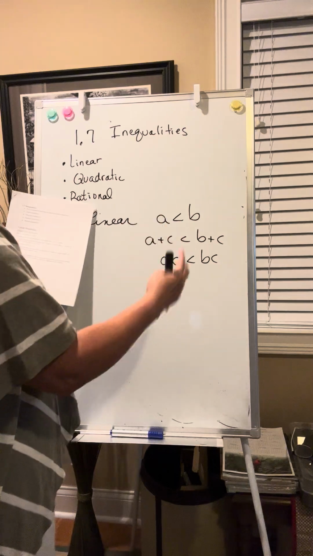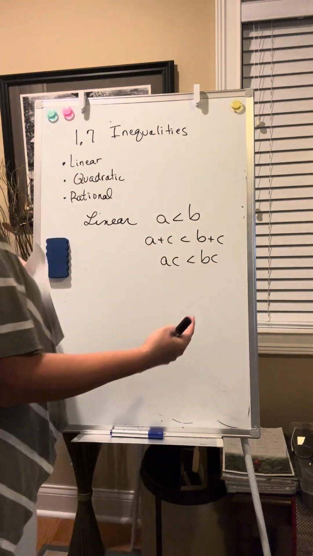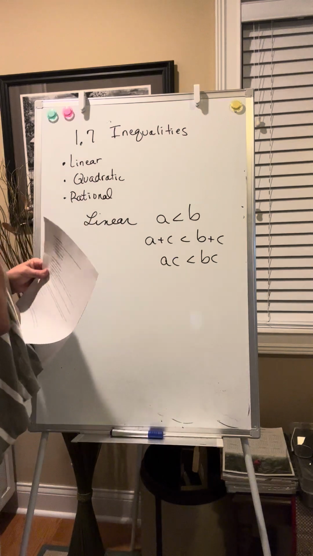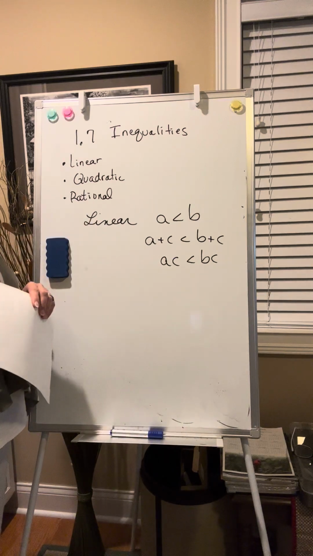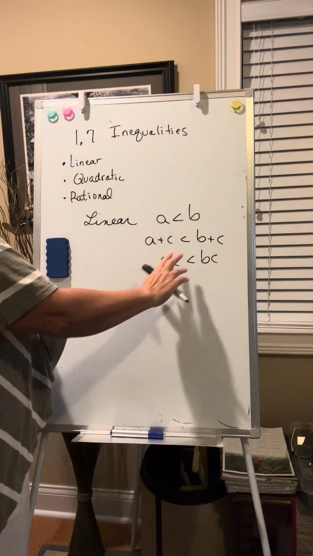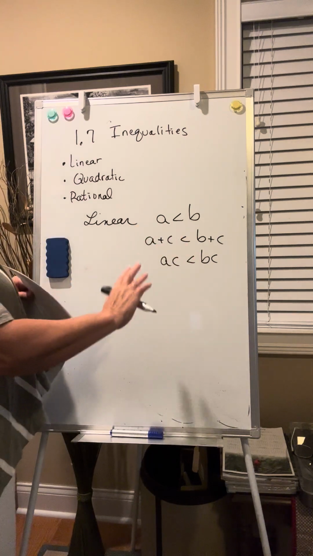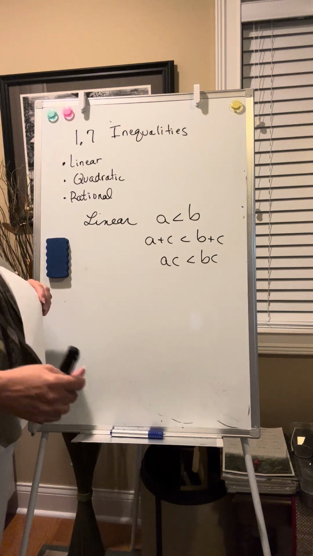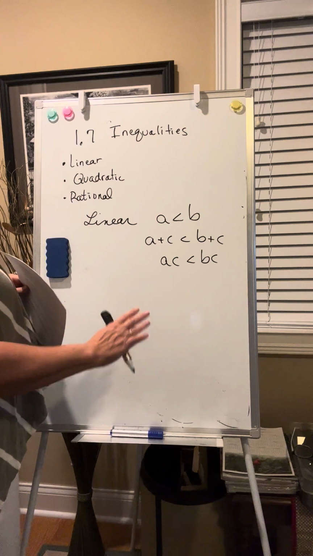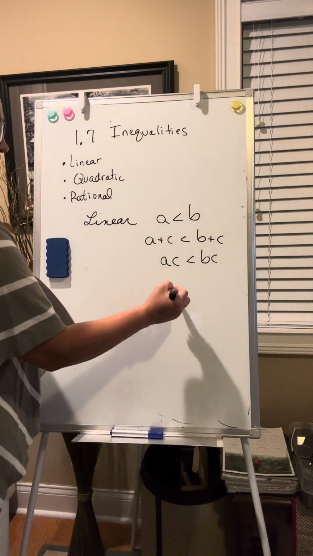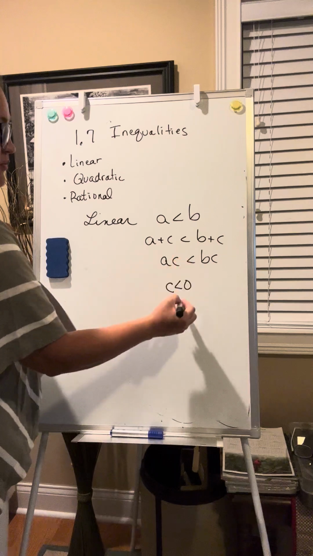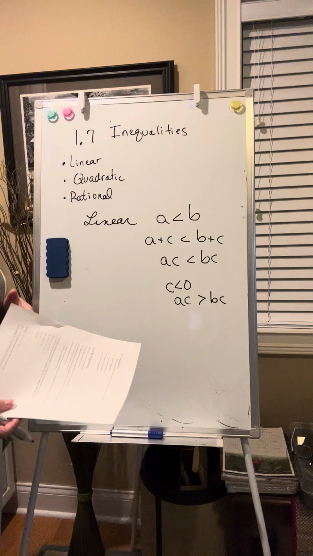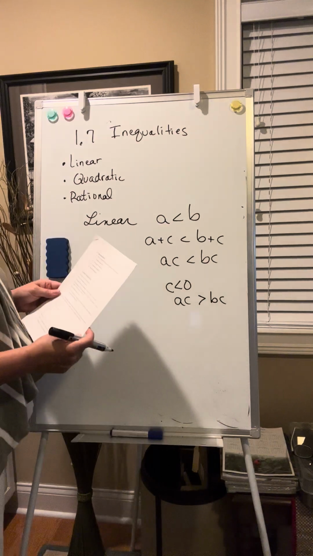This is true if you multiply by a positive number. If C is greater than 0, it's still going to stay less than. But if C is less than 0, if C is a negative number, when you multiply or divide, which are related operations, by a negative, it will flip that inequality. All right, and that's what this narrative is on your handout as you're following along.